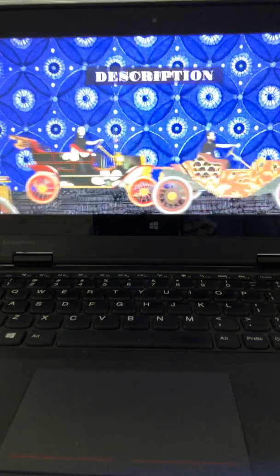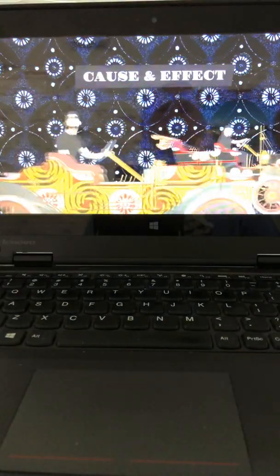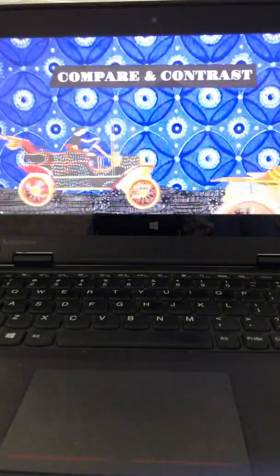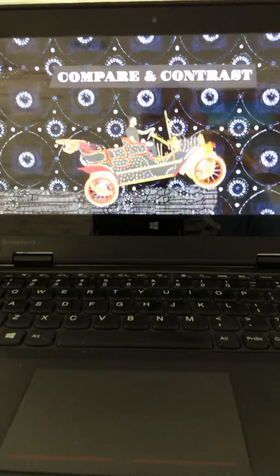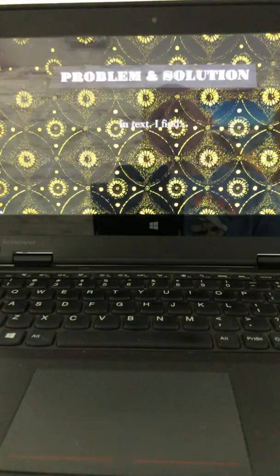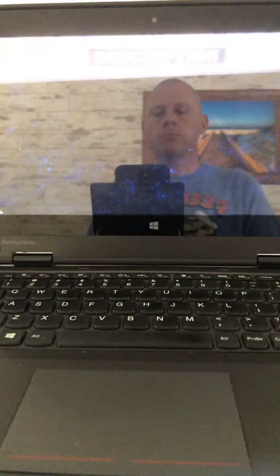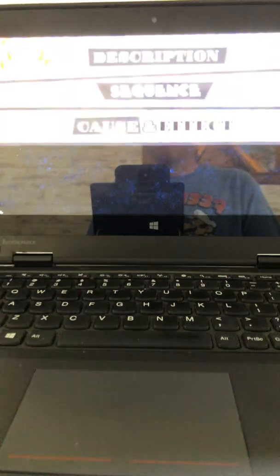In text, I find description, I find sequence, cause and effect. We can compare and contrast all day. There's a problem and solution, I bet.